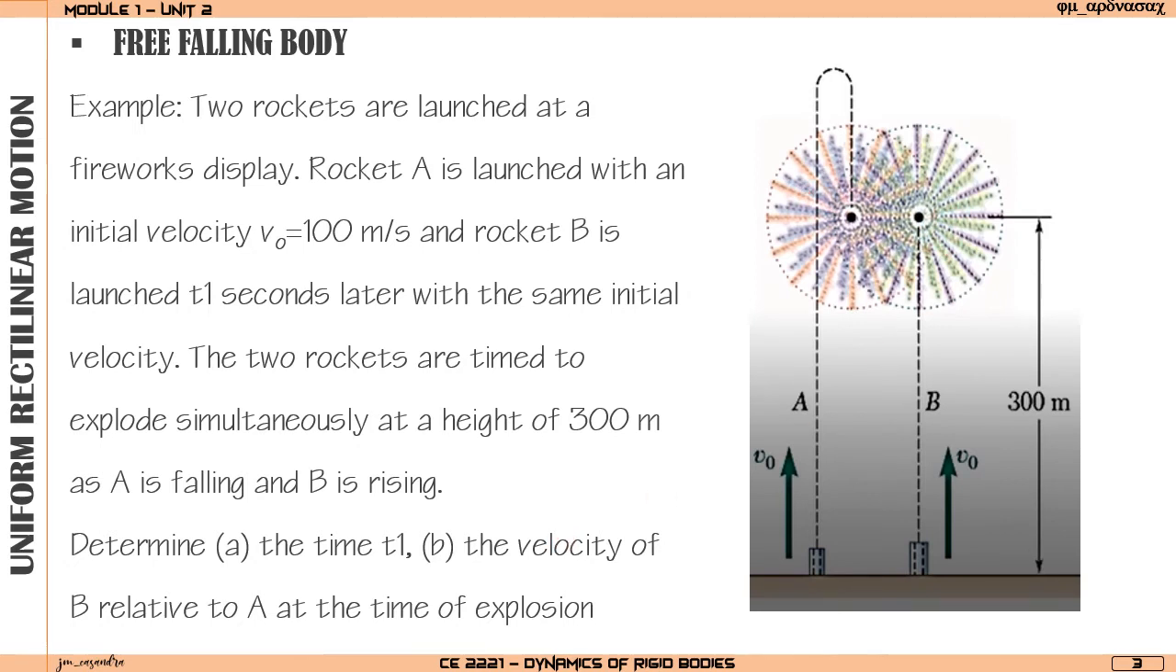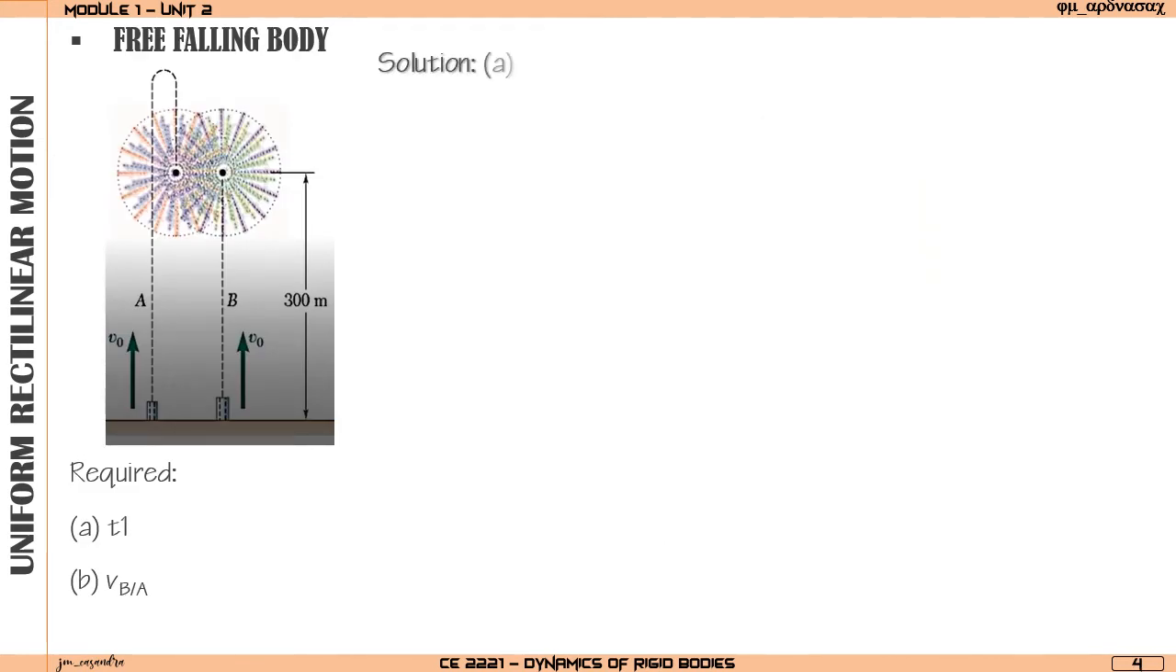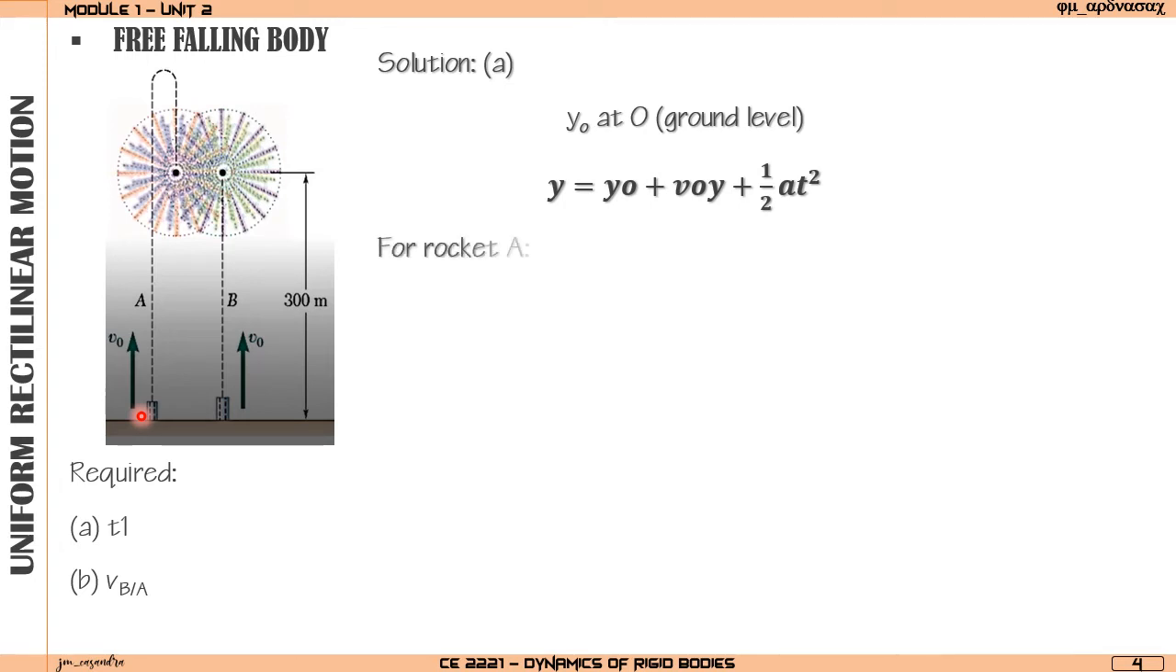So to solve for letter A, the time t1, which is the time that B will be released or launched, we'll now define our origin as the ground level. So y sub o is at 0. And we'll be using the equation y equals y sub o plus v sub o t plus 1/2 gt squared. So let's start first with rocket A. For rocket A, y sub o is 0.